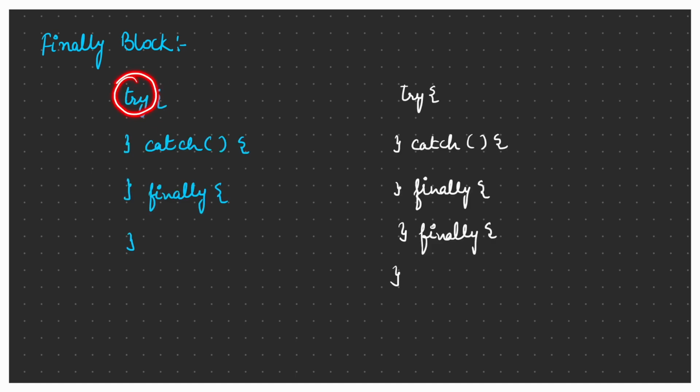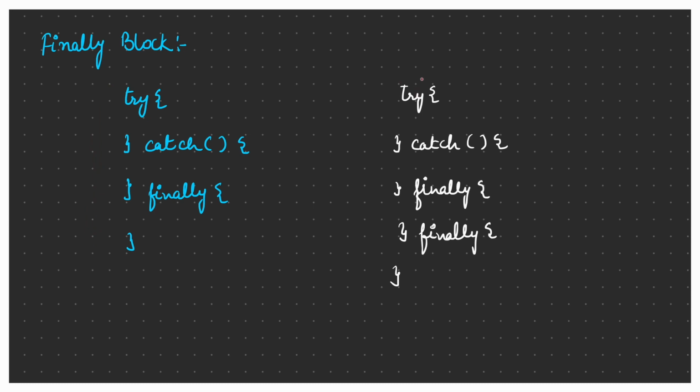The first very important point regarding the finally block is that a try block cannot exist alone. It should be followed by a finally block or a catch block, or both. For a try block, there can be only one finally block. Let's say we have a try block, and corresponding to this try block we have a catch block and a finally block. This order is correct, because for a try block we have one catch block and one finally block.